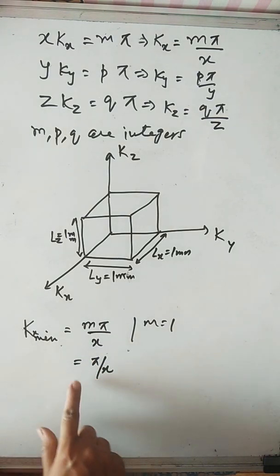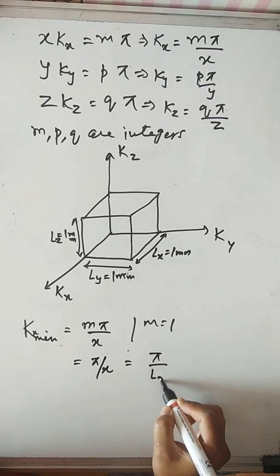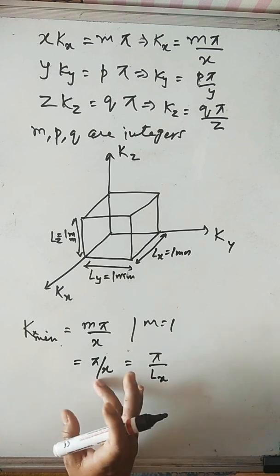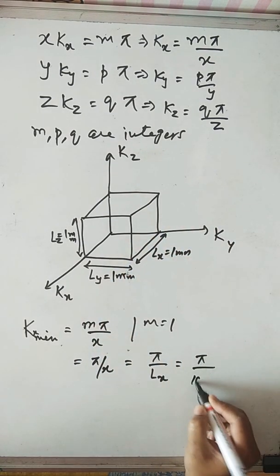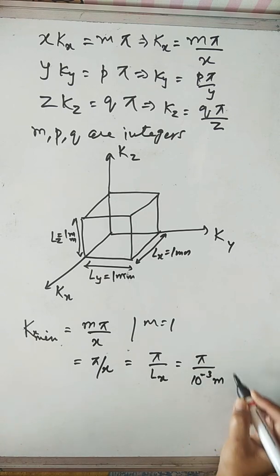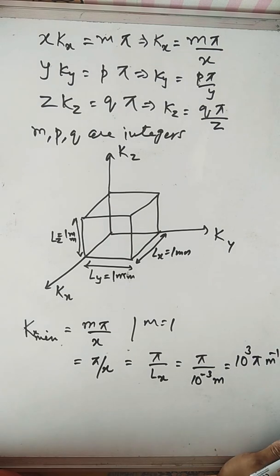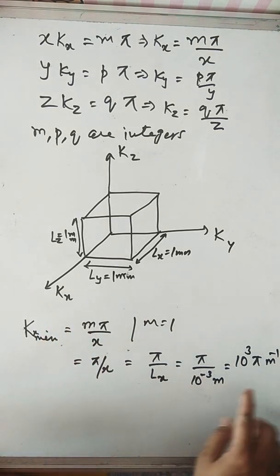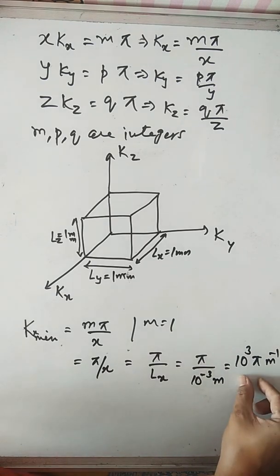Now, instead of putting the value pi by x, I can put pi by lx, because now we have specified the values in the x direction. We have taken a cube and the x dimension is now lx. Putting the value 1 mm, I am getting 10 to the power minus 3 meter, and so I will get 10 to the power 3 pi meter inverse. This is the minimum value I'm getting for k. In the kx direction, the minimum value can be this pi by lx, quantitatively.